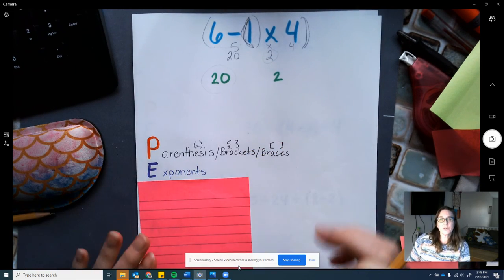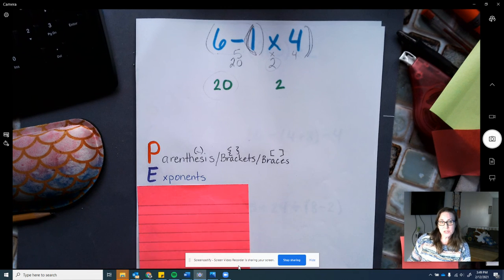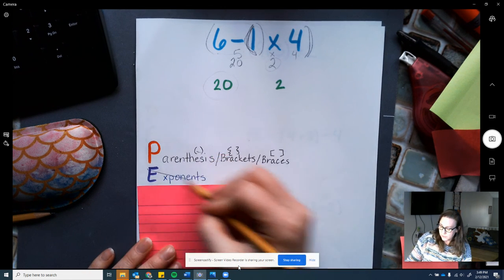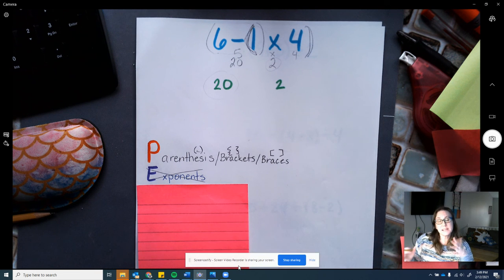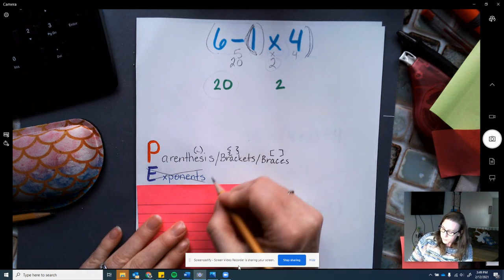The E stands for exponents. Now, in 6th grade, we're not going to work with exponents very often. So I'm going to just cross them out because they exist and you need to know about them, but we're not going to have exponents in our equations. I do want to go over them though.